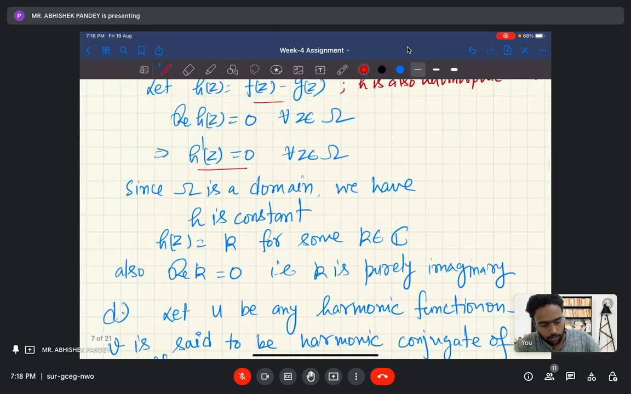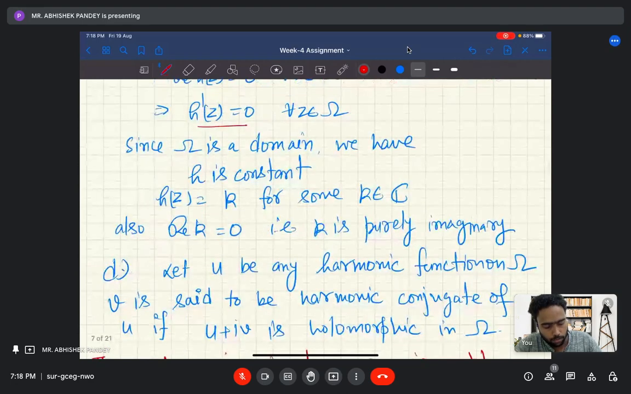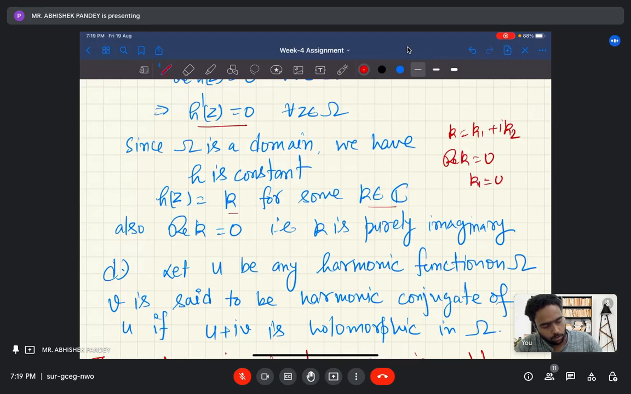So h dash z will be 0 for all z belongs to omega, and since omega is a domain, we have h is constant. So basically h(z) is equal to k for some k belongs to C. Also real part of k is equal to 0, that is k is purely imaginary. So basically k is something k1 plus i k2, and since we know that real part of k is 0, so basically k1 is 0, so k is purely imaginary.